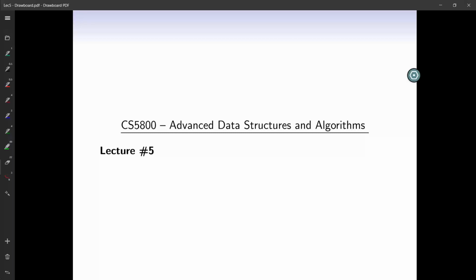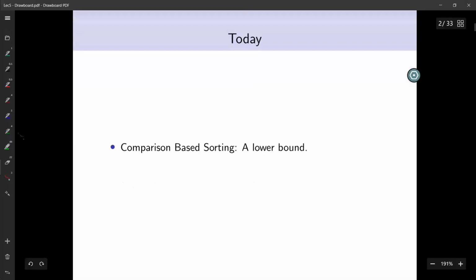Hello, welcome to the fifth lecture of the course. So today our focus is going to be sorting algorithms. In particular, we will be looking at lower bound for comparison based sorting.